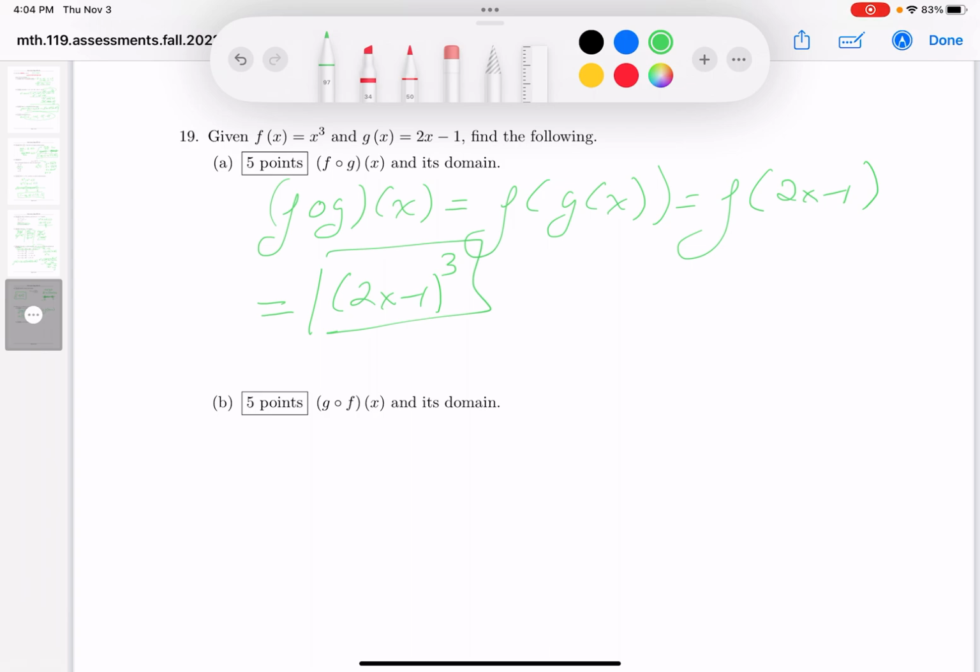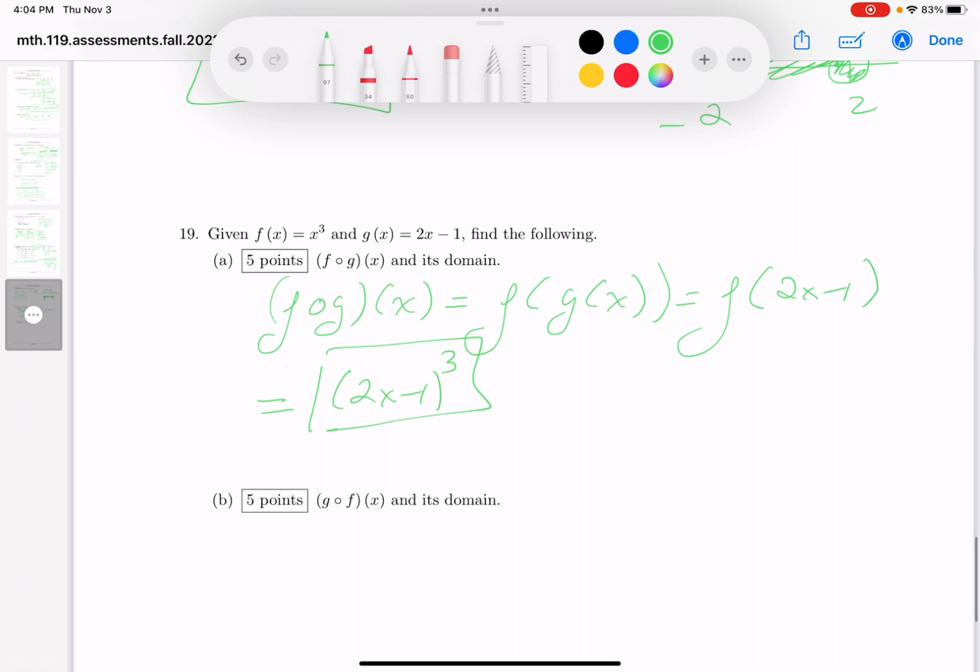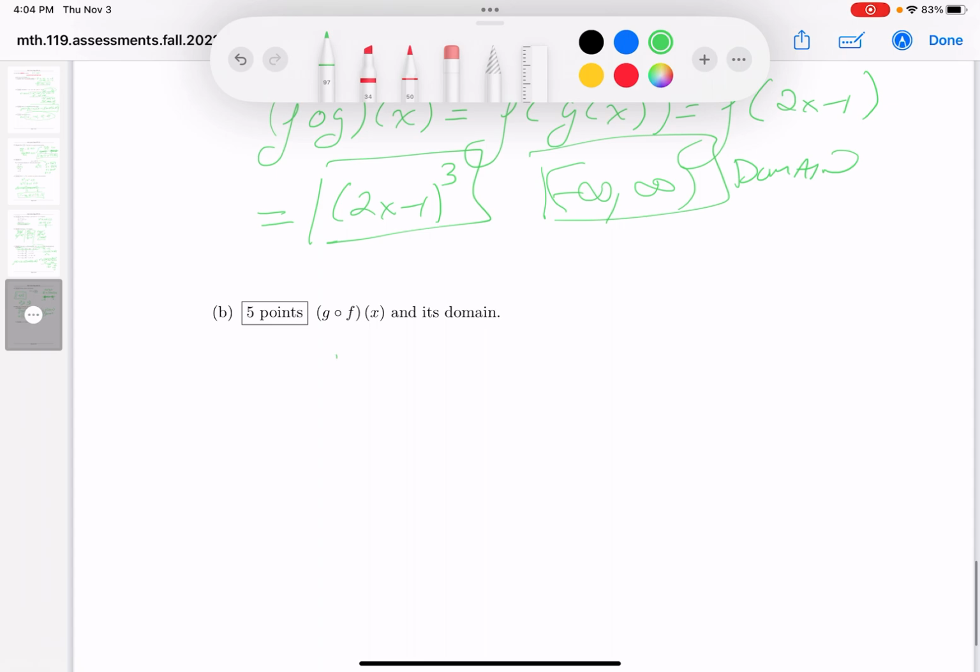All right, what's the domain of this guy over here? Well, the input-output in both of these problems is going to be all the real numbers. That's the input and the output. So it's domain and range of both of these guys over here. So domain and the range. So what's this over here? Minus infinity to infinity. Right? That's the domain of it. Let's do the next one.